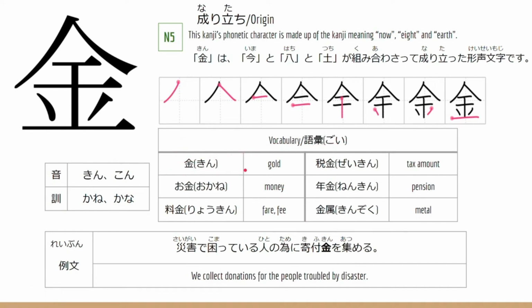Kin, this means gold. Okane, this means money. Ryokin, this means fare or fee. 税金, this means tax amount. 年金, this means pension. 金属, this means metal. Now let's go into the example sentence. 災害で困っている人のために寄付金を集める。We collect donations for the people troubled by disaster.